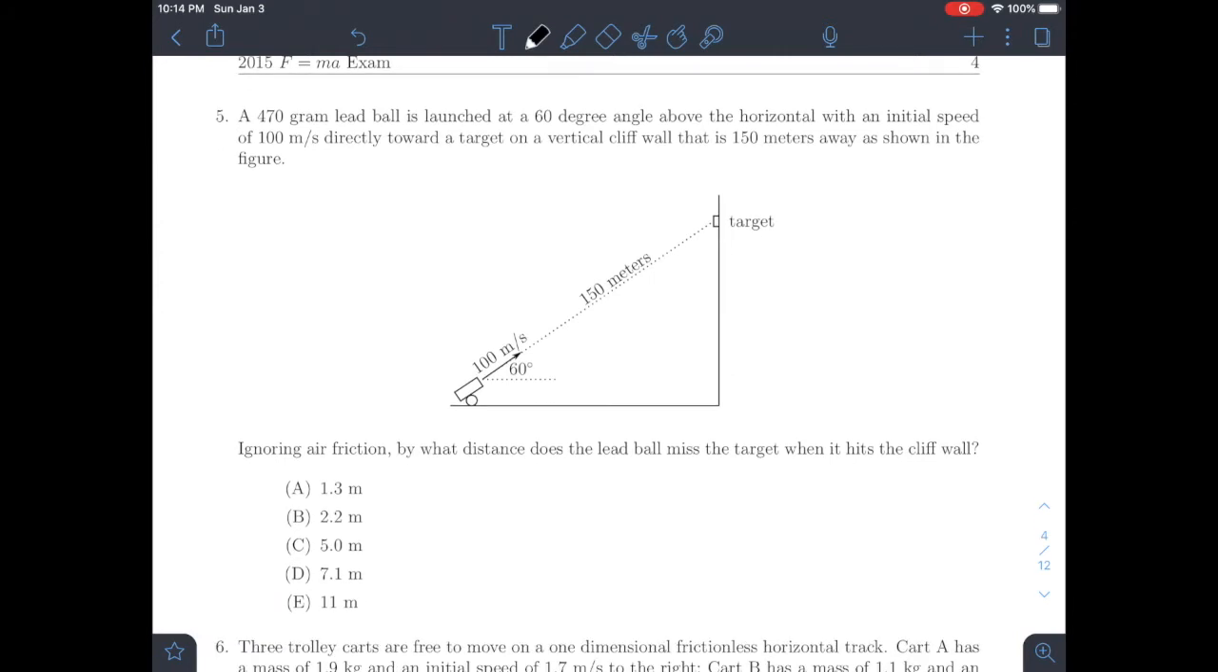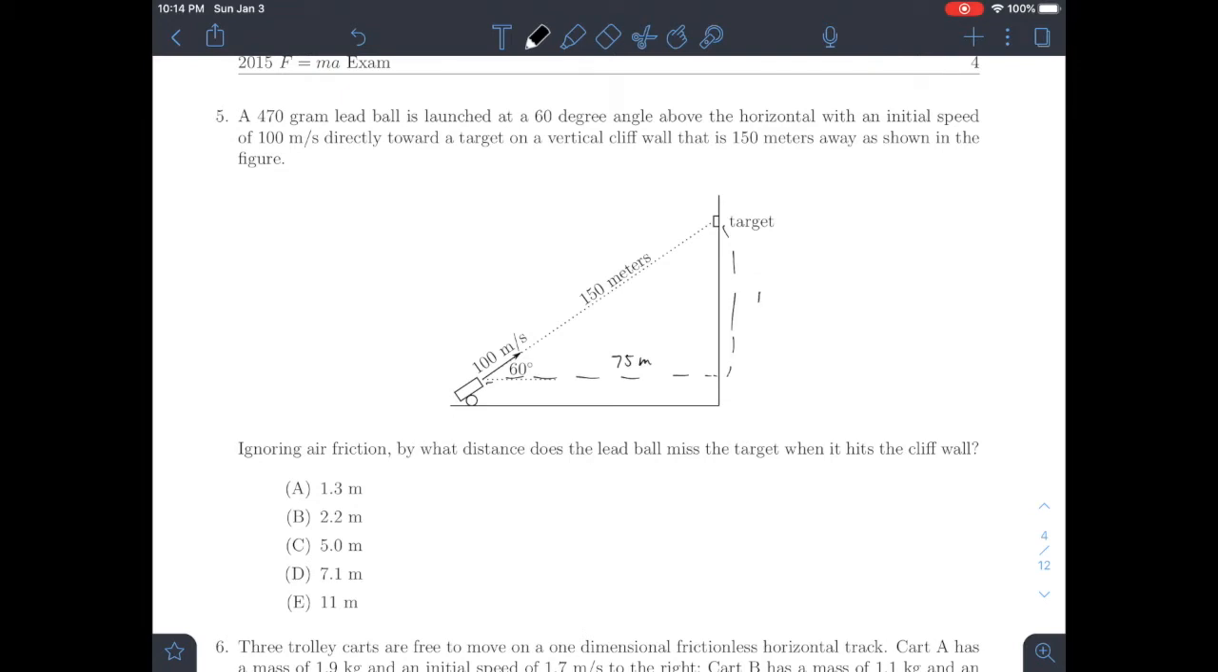Question number 5. A 470-gram lead ball is launched at a 60-degree angle above the horizontal with an initial speed of 100 meters per second, directed toward the target on a vertical cliff wall that is 150 meters away, shown in the figure.